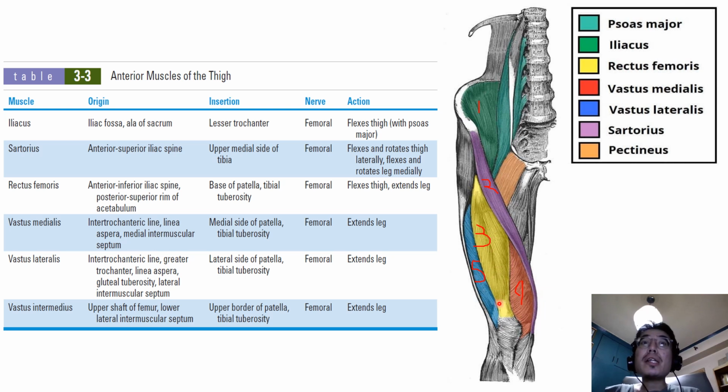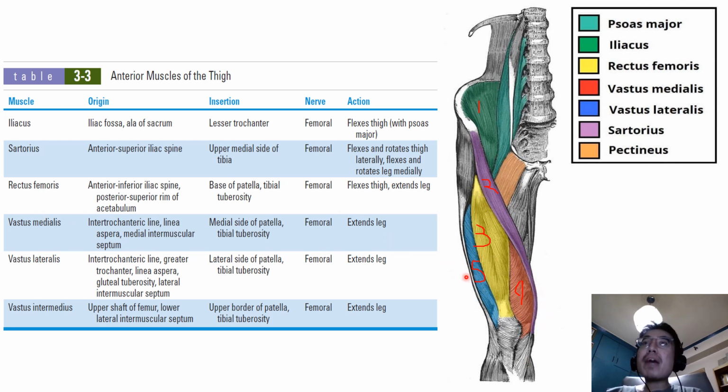Not shown here because it is deep to the rectus femoris is the vastus intermedius. And as the name implies, the vastus intermedius, deep to the rectus femoris, lies between the vastus lateralis and the vastus medialis. The vastus intermedius originates from the upper shaft of the femur and the lower lateral intermuscular septum. It inserts into the upper border of the patella and the tibial tuberosity, and once again, it is innervated by the femoral nerve and functions to extend the leg.